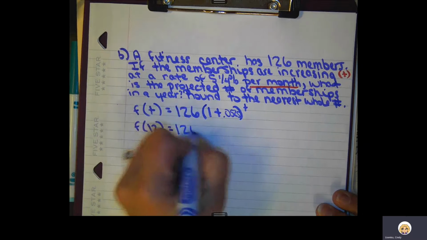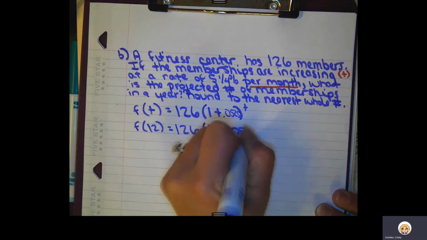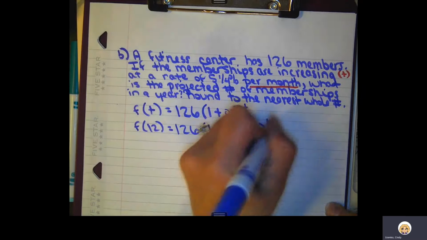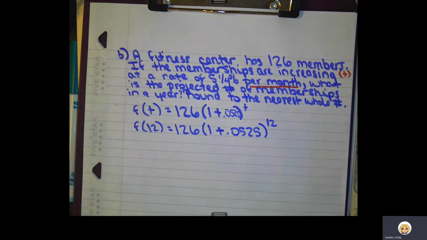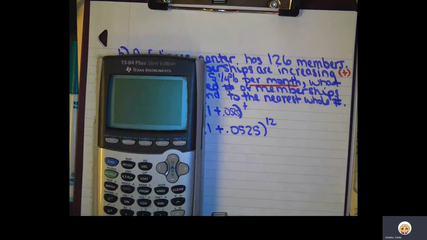So I bring down the 126. In parentheses, I bring down the 1 plus and the 0.0525. I'll make it a little bigger this time. And instead of t, we put 12. Because again, the rate is based on the month, and we're talking about a year of months, which is 12. So now I'm going to grab my calculator and type this in. So I do 126, my parentheses, 1 plus 0.0525, close my parentheses, and all of that to the 12th power.